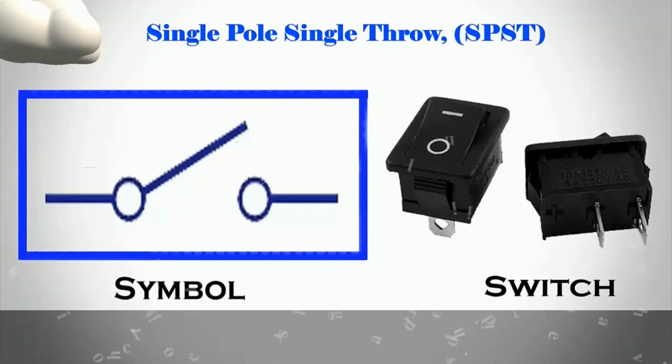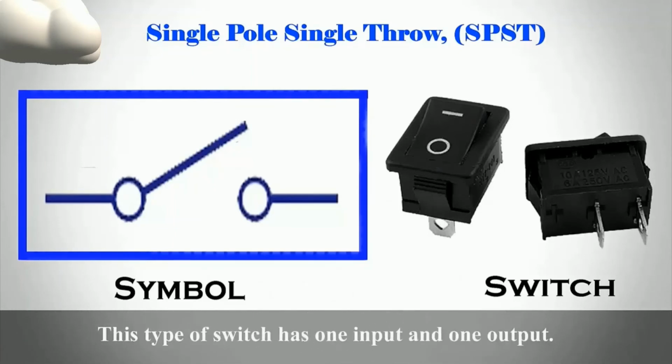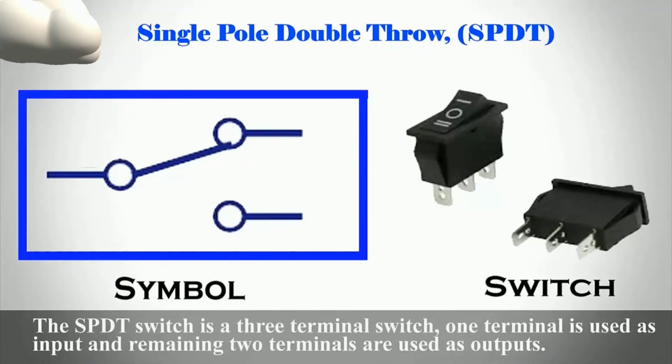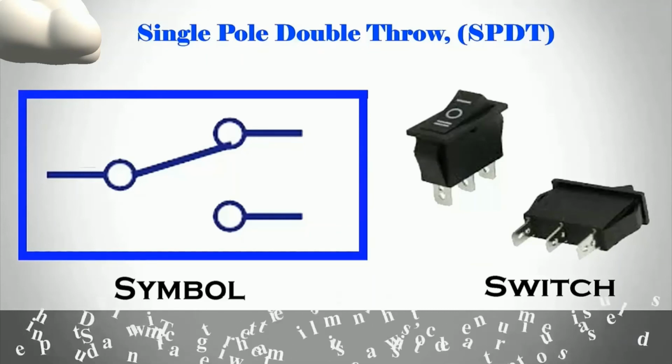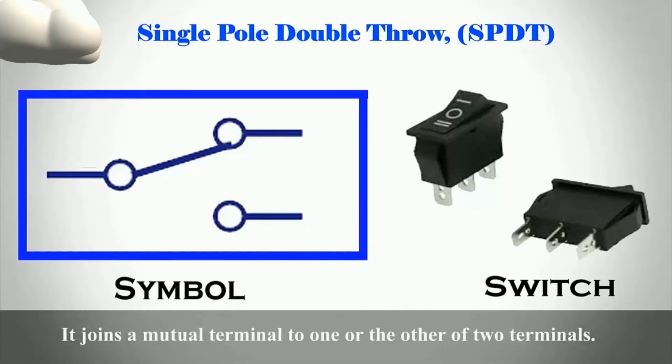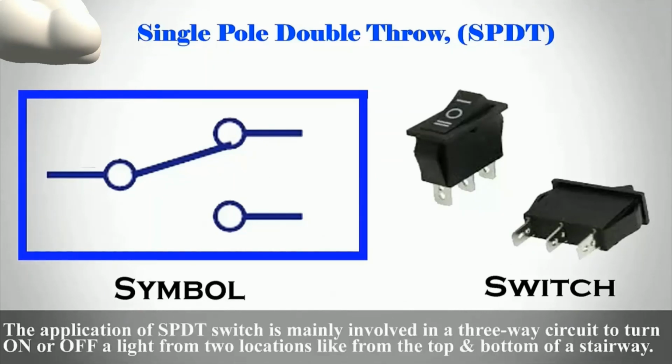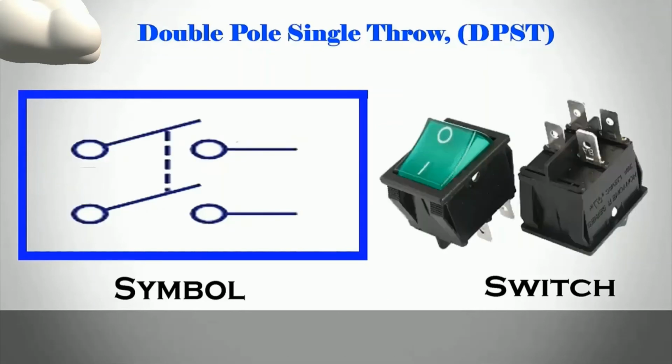The next one is single pole double throw type, SPDT. These are 3 terminal switches. One terminal is used as input and the remaining 2 terminals are used as output. It joins a common terminal to one or the other of the 2 terminals. The application of the SPDT switch is mainly in a 3-way circuit to turn a light on and off from 2 locations, like from the top or bottom of a stairway.